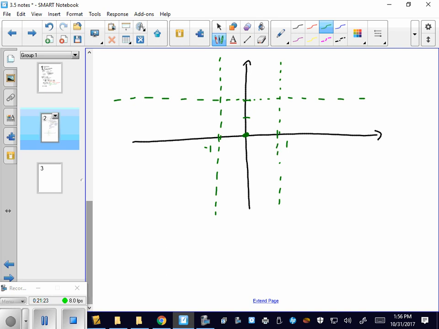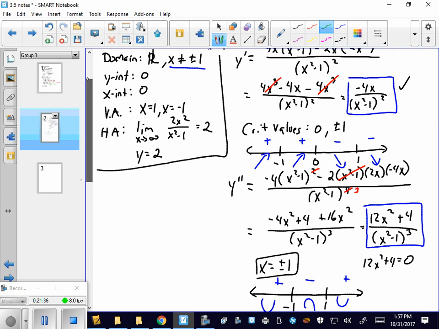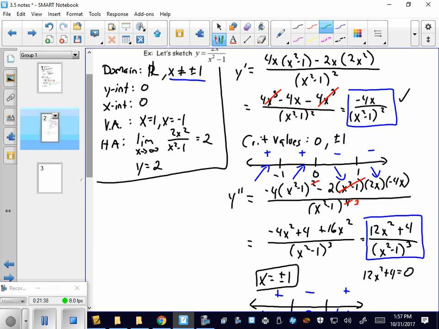All right, so now what I can do is go to all the other information that I've gathered from increasing, decreasing, all that kind of stuff, and figure out what's going on. I know that my function, according to this graph, is increasing and decreasing based upon this stuff right here.